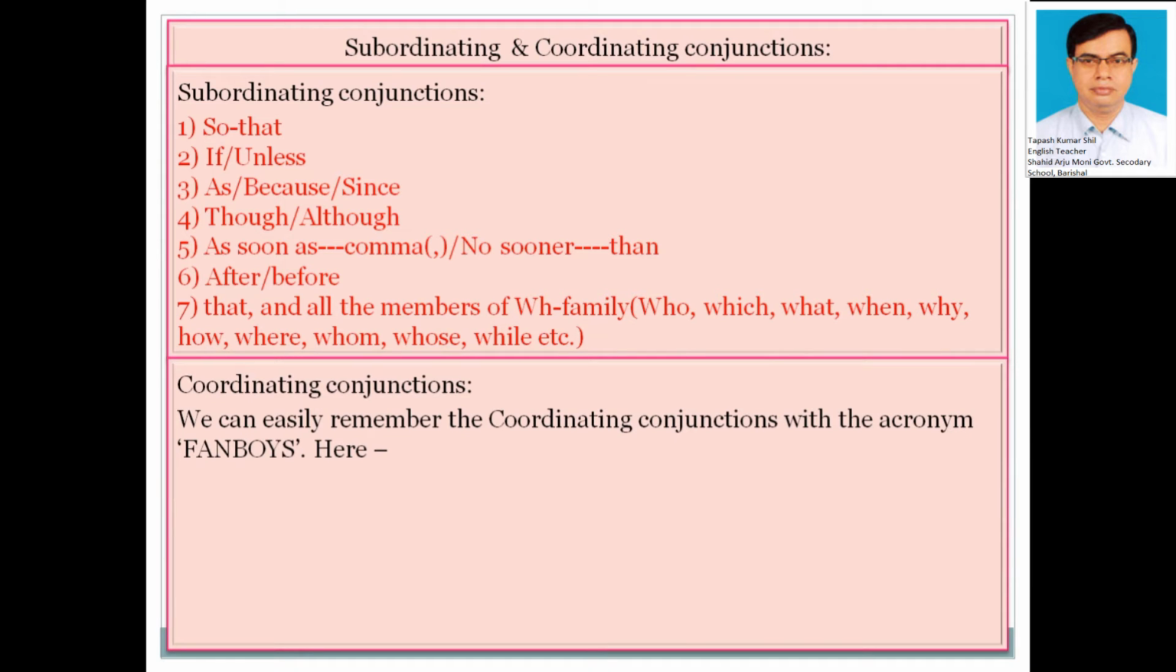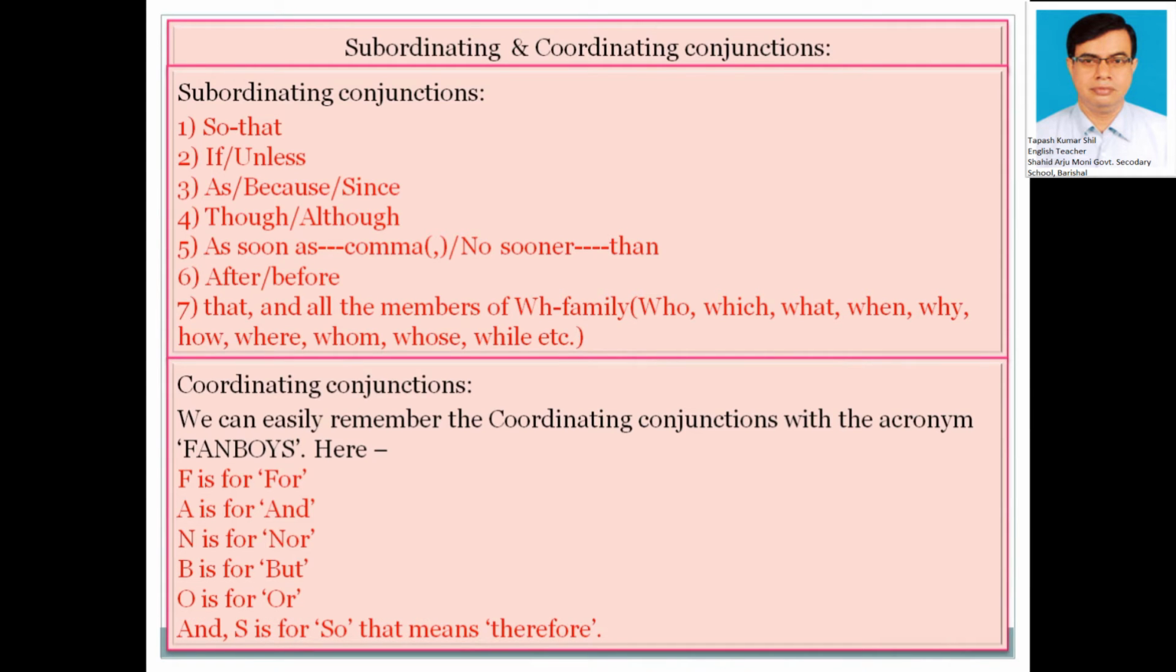Coordinating conjunctions. We can easily remember the coordinating conjunctions with the acronym FANBOYS. Here, F is for, A is for and, N is for nor, B is for but, O is for or, and S is for so. That means therefore. So we should remember that for, and, nor, but, or, so, therefore: these coordinating conjunctions are generally used in compound sentences.